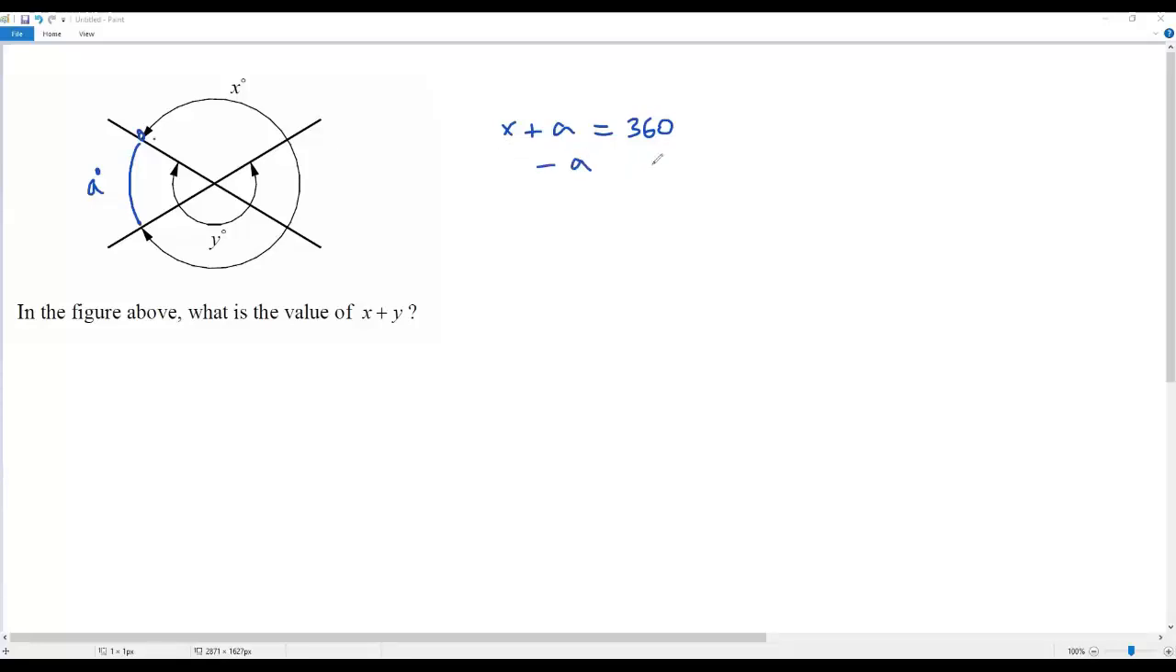For that I have to subtract a from both sides. So when I subtract a from both sides, positive and negative will cancel out. I get x equals 360 - a. Okay, I have solved for x. In the same way, I have to solve for y. So once I solve for y, I can add x and y and I can get the required value, that is x + y.